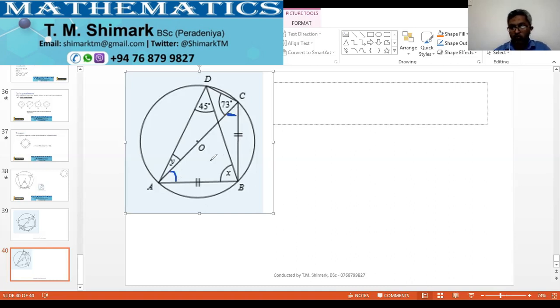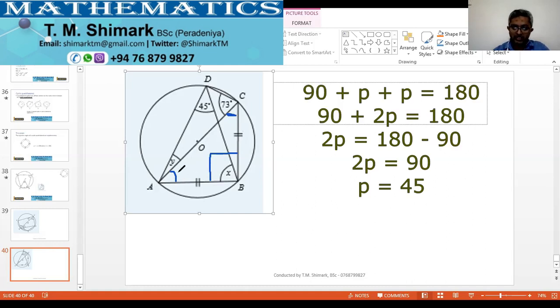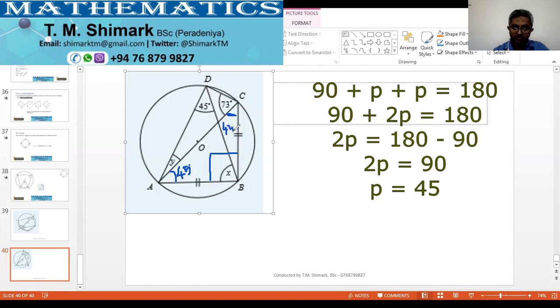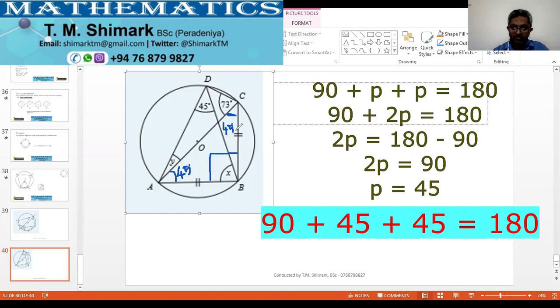And what can we say about angle ABC? ABC is 90. This big angle is 90, not X. X is still smaller than 90, right? So this is 90, which means this is going to be 45. How 45? You can do and check. That is 90, this is 45, this is 45, because they are equal. 90 plus 45 plus 45, you can add and see it's 180, right?